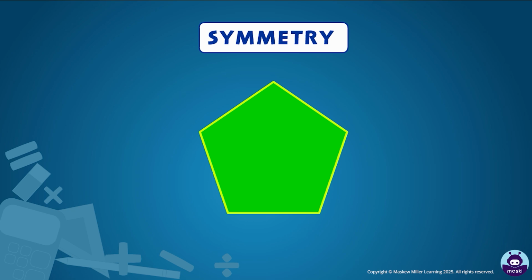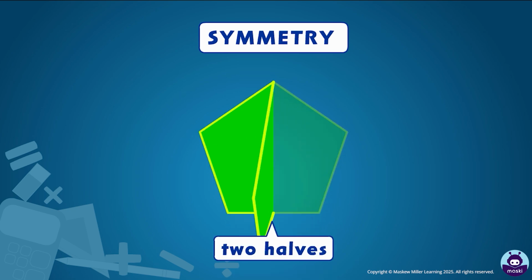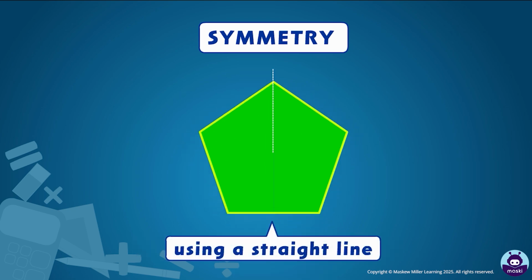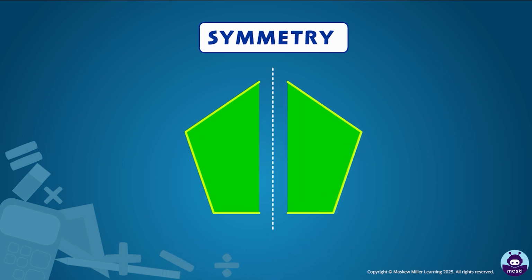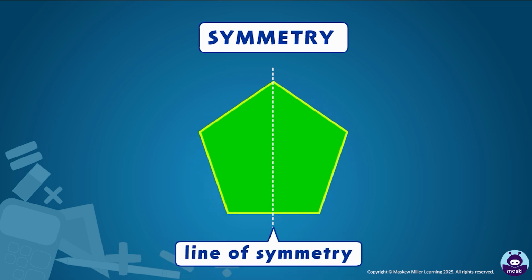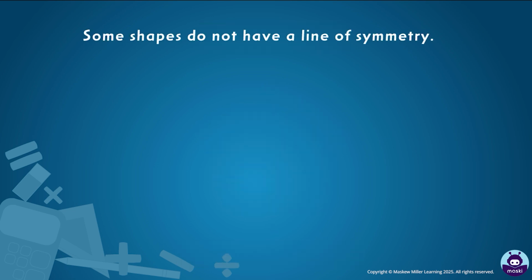Worked example. Symmetry is when a shape can be divided into two halves facing opposite directions using a straight line. The straight line that divides that shape into two similar halves facing opposite directions is called the line of symmetry. Some shapes do not have a line of symmetry.